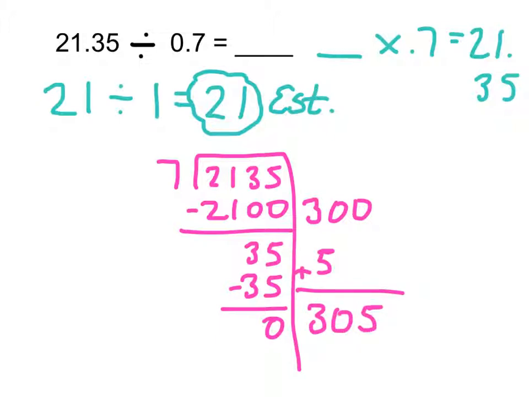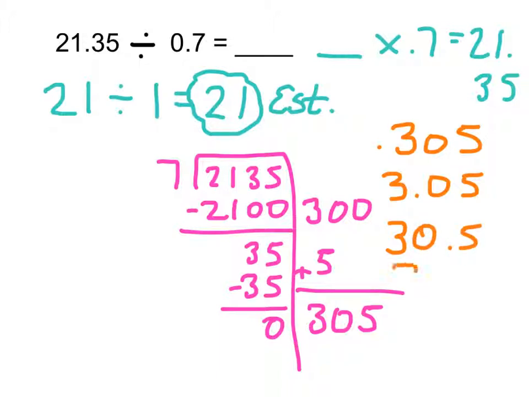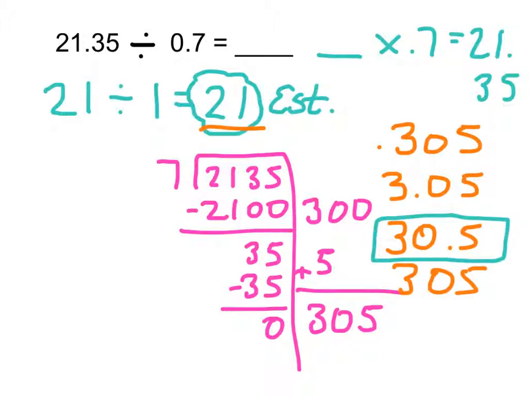So let's think about my possible choices. I could do 305 thousandths. I could do 3 and 5 tenths. 30 and 5/10. I could do 305. So I have to look at all my choices here. Now, earlier we said that my estimate was 21. So let's look at the choices and let's figure out which one's closer to 21. Well, 30.5 or 30 and a half is my closest one. So that's going to be our correct answer. I'm going to plug that in right here.